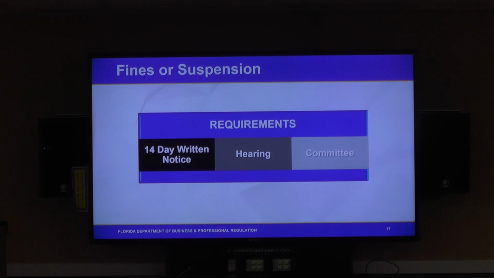Okay, getting back to the common elements. If you got a blockage in your sewer line, and it's 60 feet away from the building, who's responsible for that, the association or the common elements? Good question. First thing first, check your bylaws, see what your governing document says.